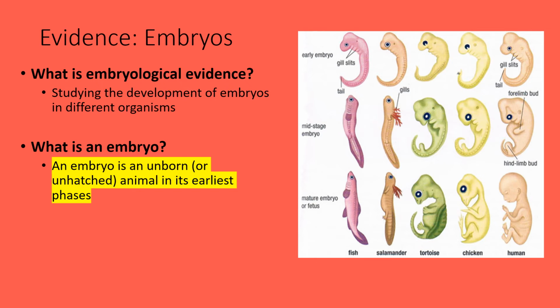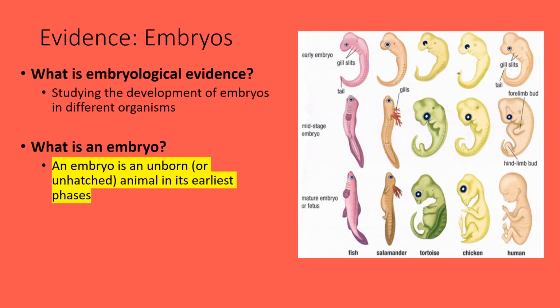But with that, we're going to look at this embryological evidence. So when we're looking at embryological evidence, we can use an embryo, which is an unborn or unattached animal in its earliest phase. So again, a zygote in the mother's womb for humans, chicken eggs, those types of things. We look at how similar they are at different stages, and how long they stay similar for. If we look at this picture, we have a fish and a salamander, a tortoise, a chicken, and a human, and it labels those at the bottom.